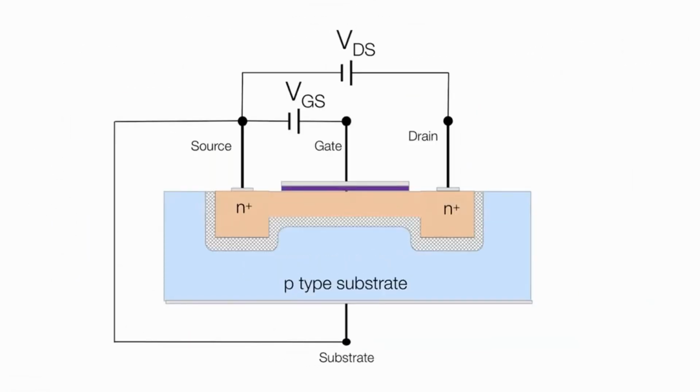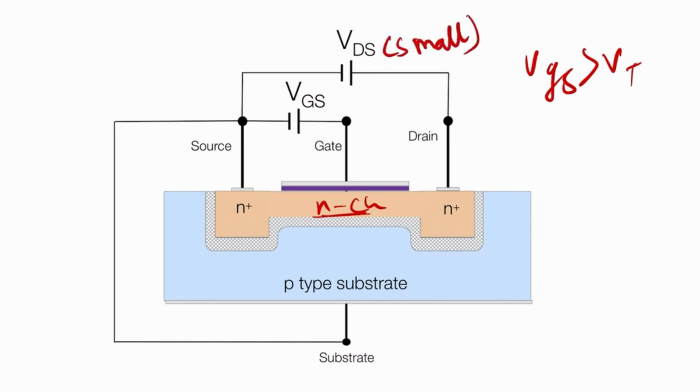So here you can see that I already connected the voltage source VDS and voltage source VGS. Of course, VGS is greater than VT. As you can see, the N channel is already created. Now, if we connect a very small amount of VDS in the circuit, then the electrons will flow through this N channel and a current ID will flow through this channel.